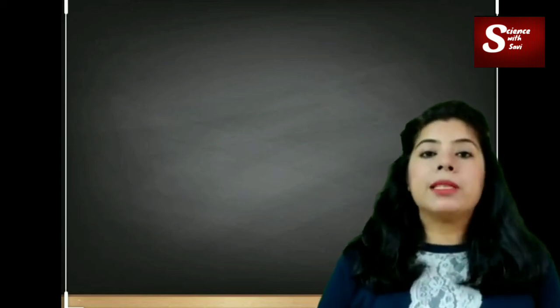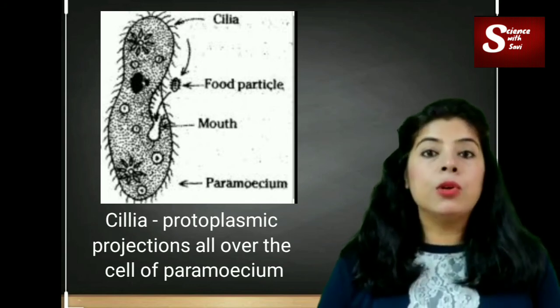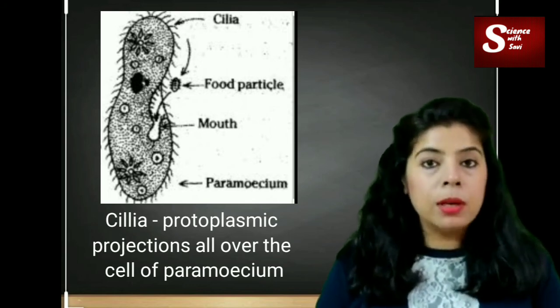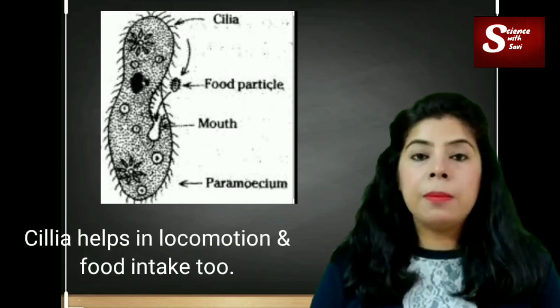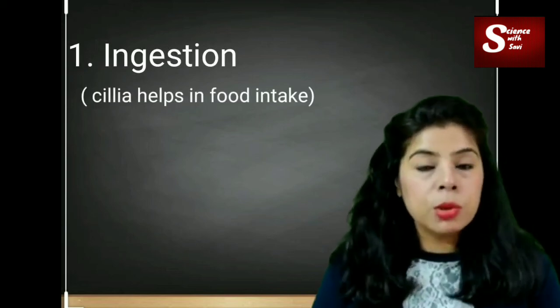Now, Paramoecium on the outer side is surrounded by some protoplasmic projections which are called the cilia. These cilia move forward and backward, and they not just help in intake of food, but they also help in the movement of Paramoecium. So these cilia play a very important role, and they help in taking the food and directing it towards the cavity, which is the mouth cavity of the Paramoecium. Once the food enters the mouth cavity, the ingestion is over.